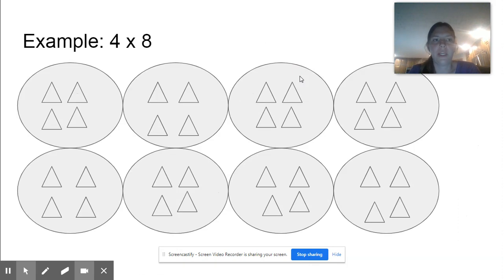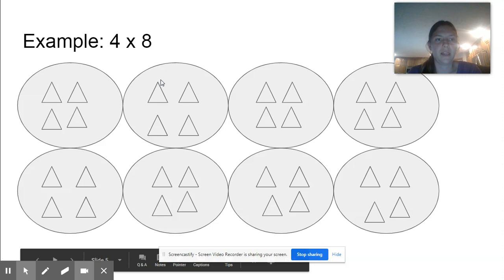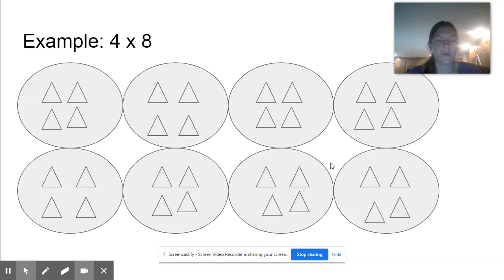Here's another example. Say you have a problem like 4 times 8. You might already know what 4 times 8 is, and that's great. If you already know it, you would just type it out, give me your answer. But if not, you can put your circles on a piece of paper and use some tally marks or some dots and count them up. So in this example, I did 8 groups because it doesn't matter whether you have 4 groups or 8 groups, as long as you have the other number of triangles. So I have 8 groups, 8 circles, and there are 4 triangles in each circle.